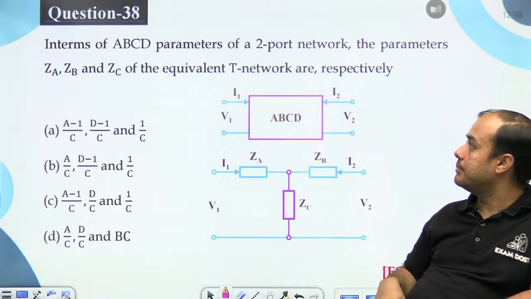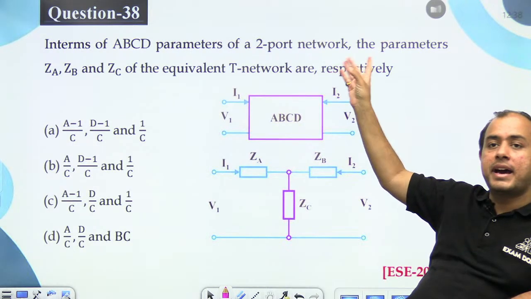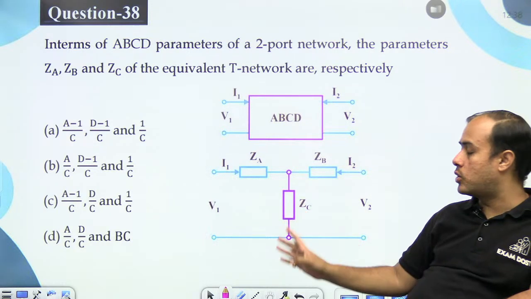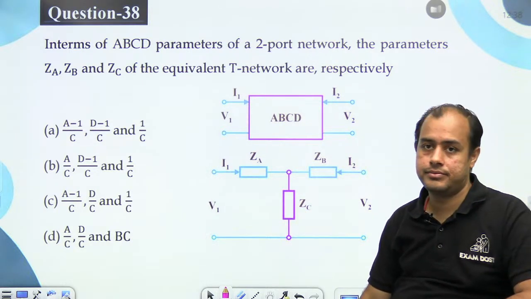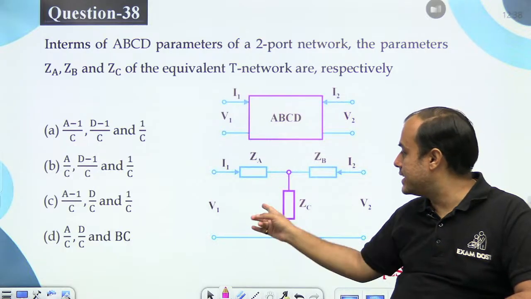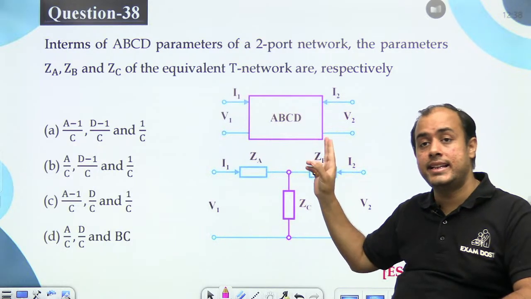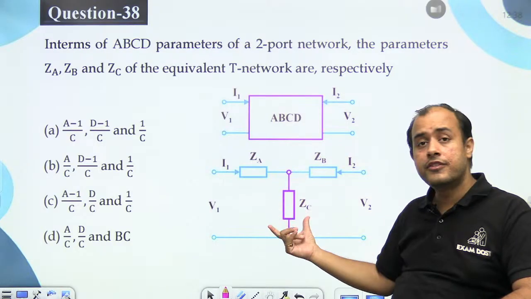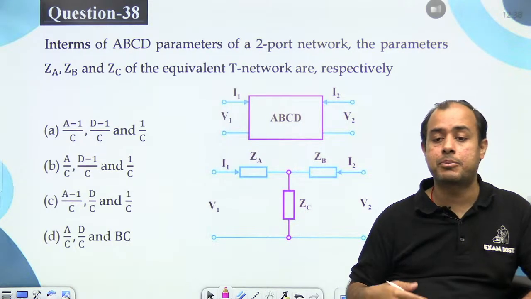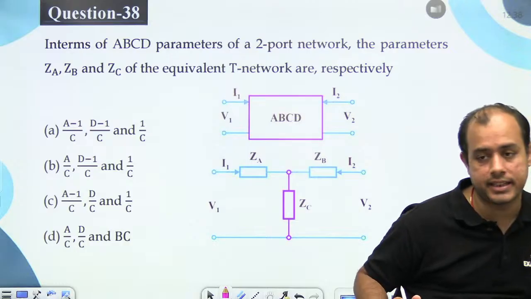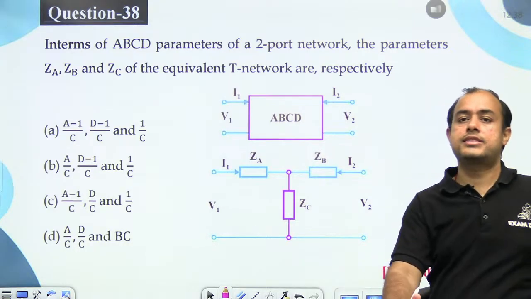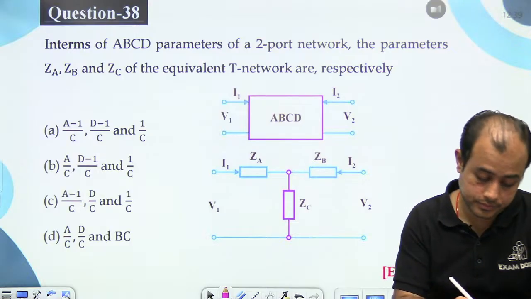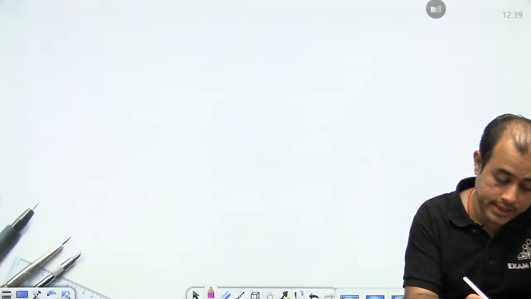Next question, beta. In terms of ABCD parameters of a two-port network, ZA, ZB, ZC of the equivalent T network are. You have to tell ZA, ZB, ZC, meaning from ABCD you first have to come to Z, then make the T model from Z and tell the impedances of the T model. So first you have to come from ABCD to the Z parameters and then draw the T network.